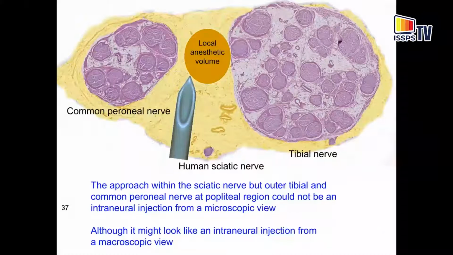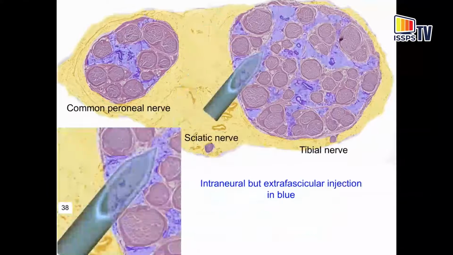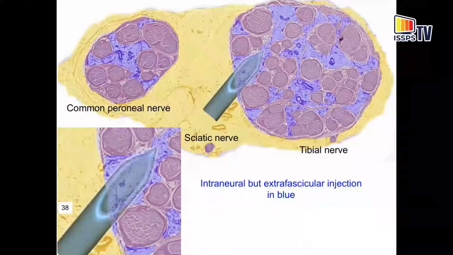The approach within the sciatic nerve, but outside the tibial and common peroneal nerves at the popliteal region, could not be an intraneural injection from a microscopic view, although it might look like an intraneural injection from a macroscopic view. The size and shape of fascicles and the needle's orifice until now have not been considered, and these aspects are certainly relevant when we are considering an intraneural injection.